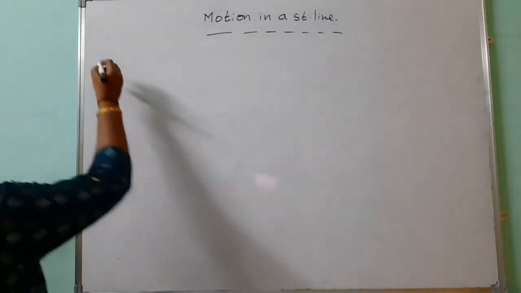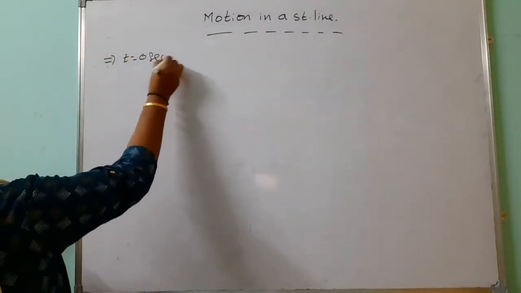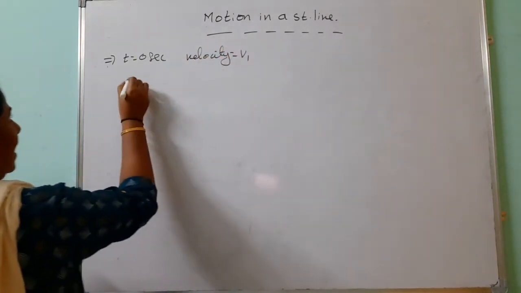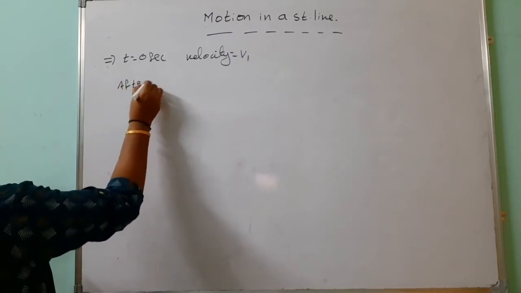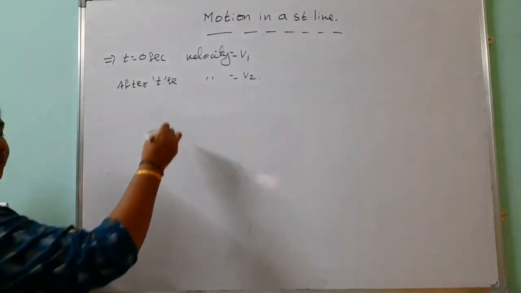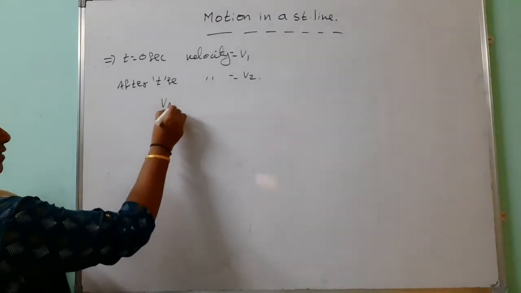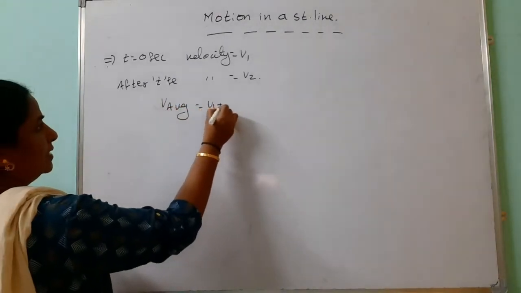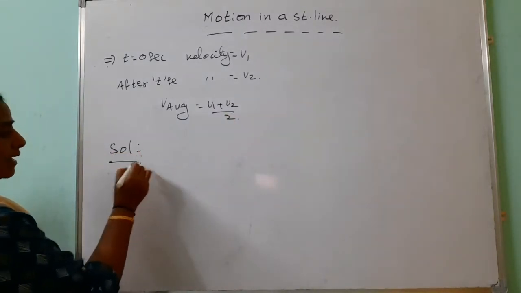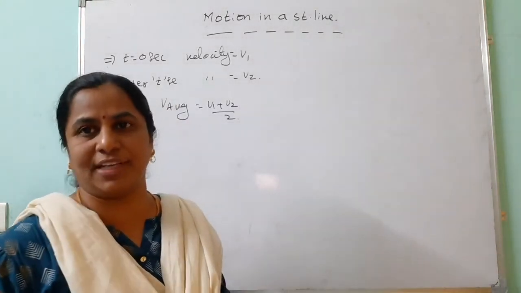Our next SAQ is that we have to prove that, see, one body starts with initial velocity v1 at t equals 0 seconds, and after t seconds that velocity is v2. And in that question they have asked us to prove that the average velocity, v average, equals v1 plus v2 by 2. This is the question. Then how to solve this? There are many methods, and we can go through whichever is comfortable.